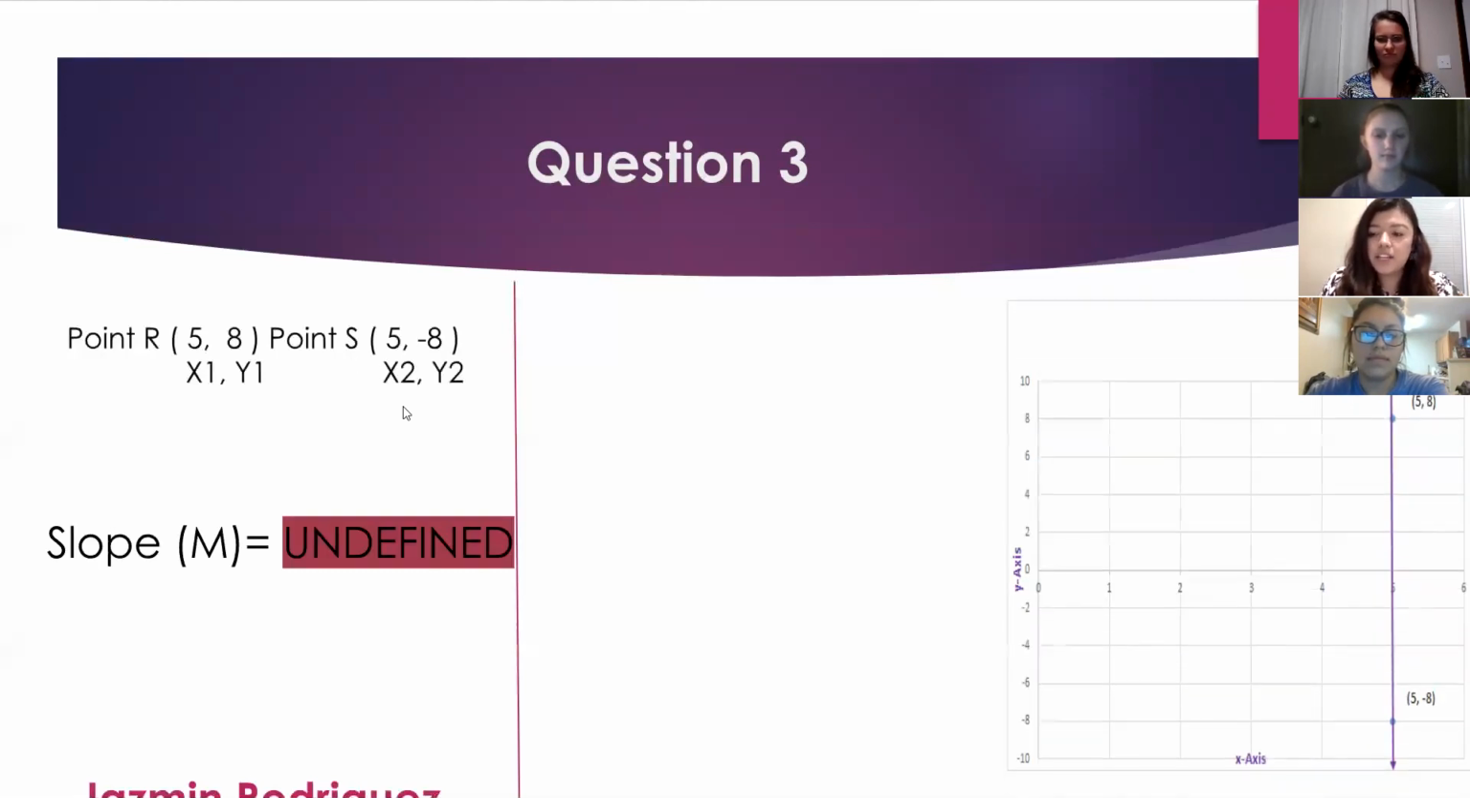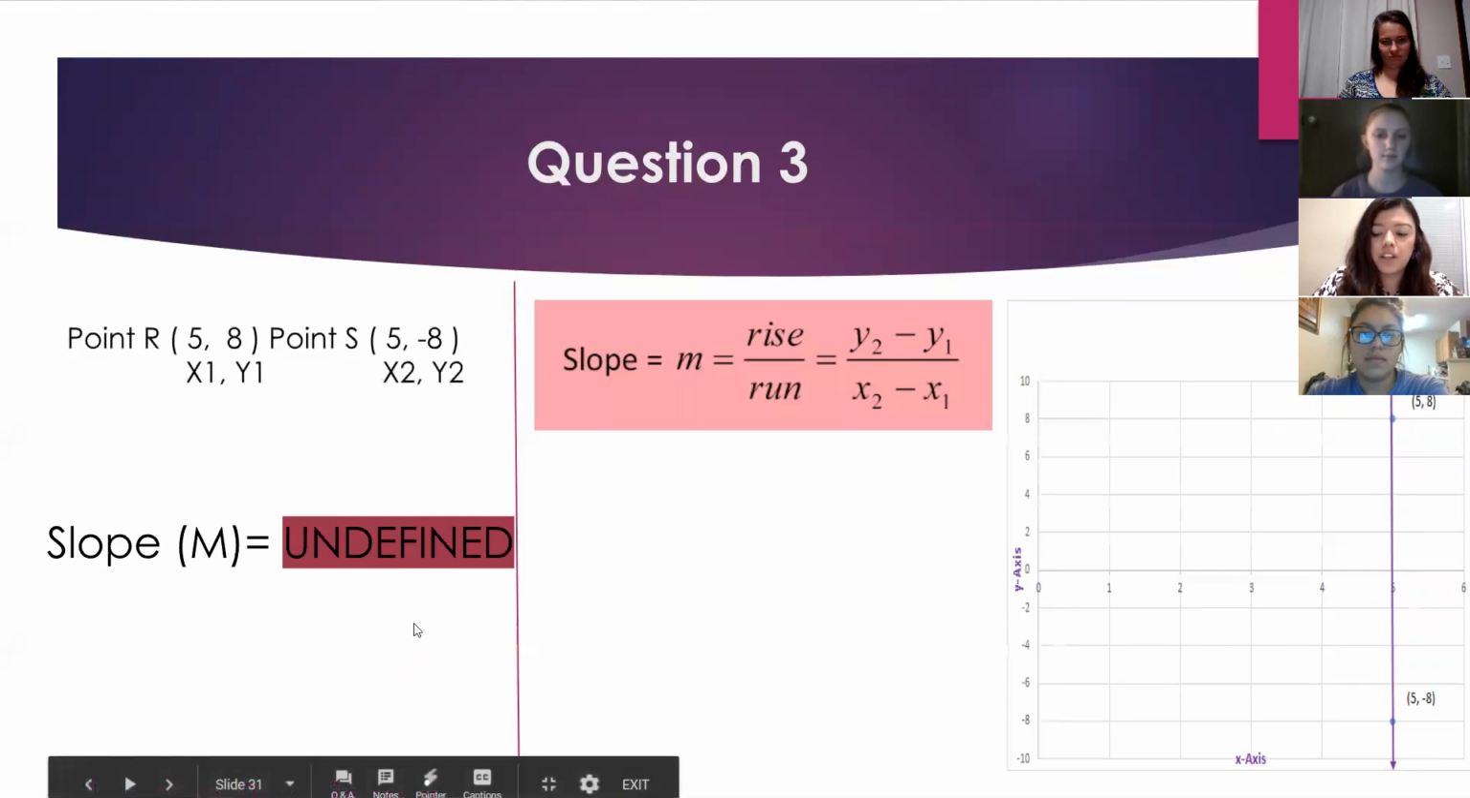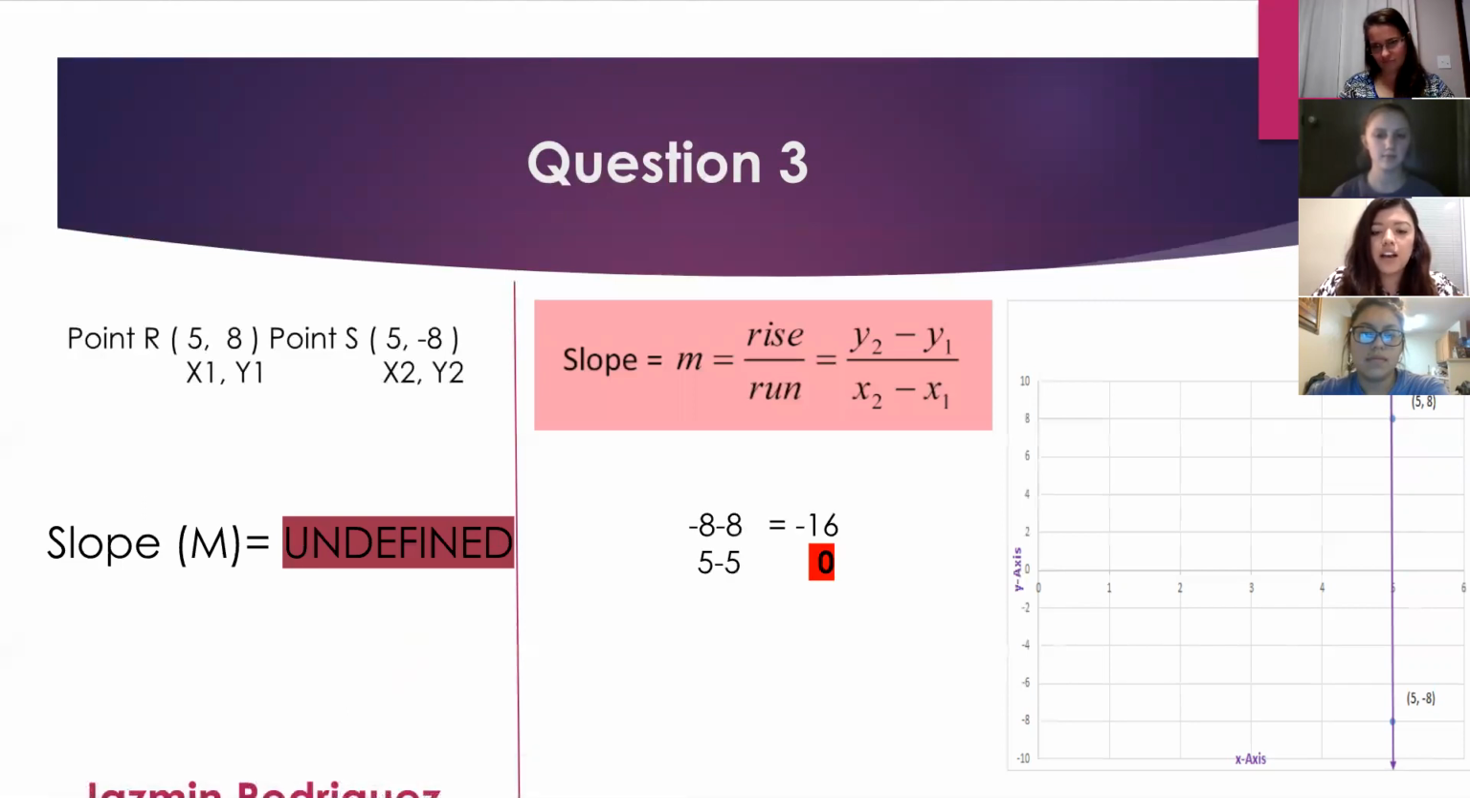The other way that we can tell that this slope is undefined is if we take our points and put them into our slope formula. Once we solve, we have -16/0. Because we have a 0 in the denominator, this means that our slope is undefined.